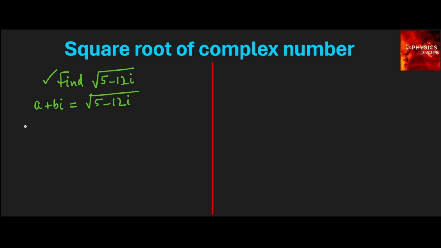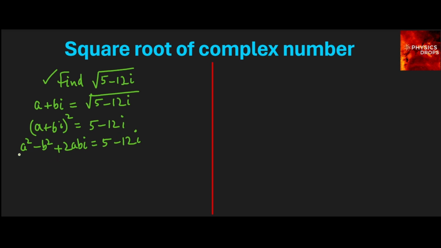When we square both sides, we get (a plus bi) whole square equals 5 minus 12i. The square root sign goes off on the right hand side. Let's expand the left hand side using (a plus b) whole square. That will give a square minus b square, because i square is minus 1, so plus b square i square becomes minus b square, plus 2ab, which is 2abi. This equals 5 minus 12i.